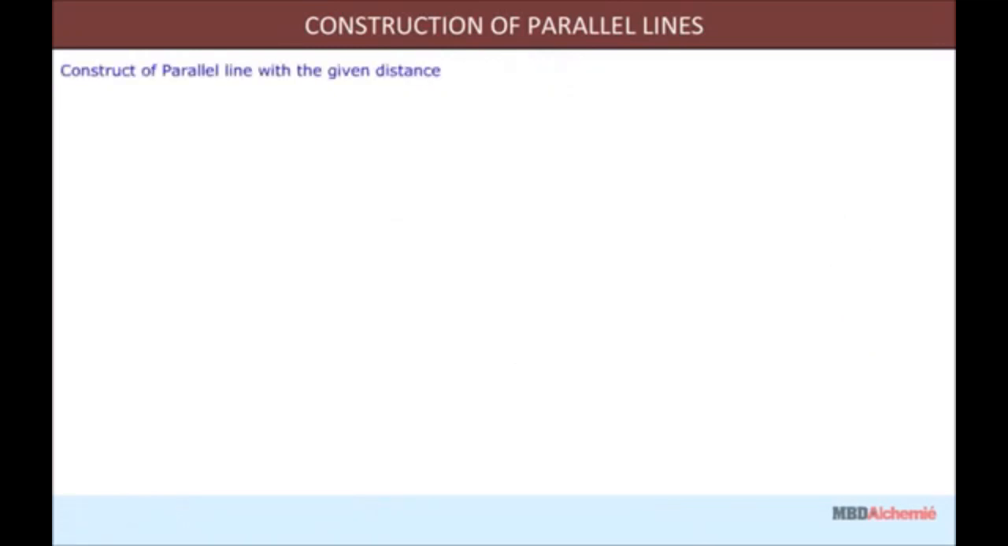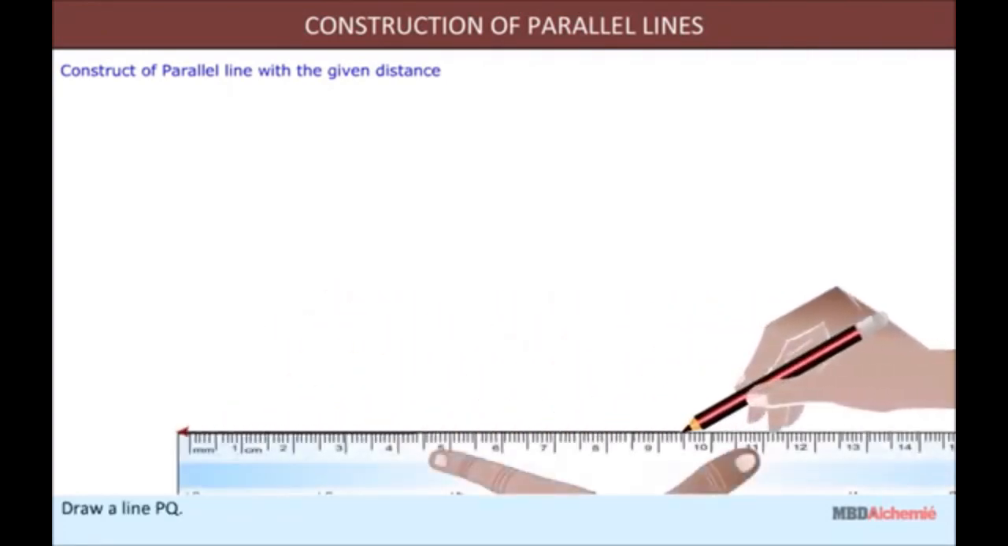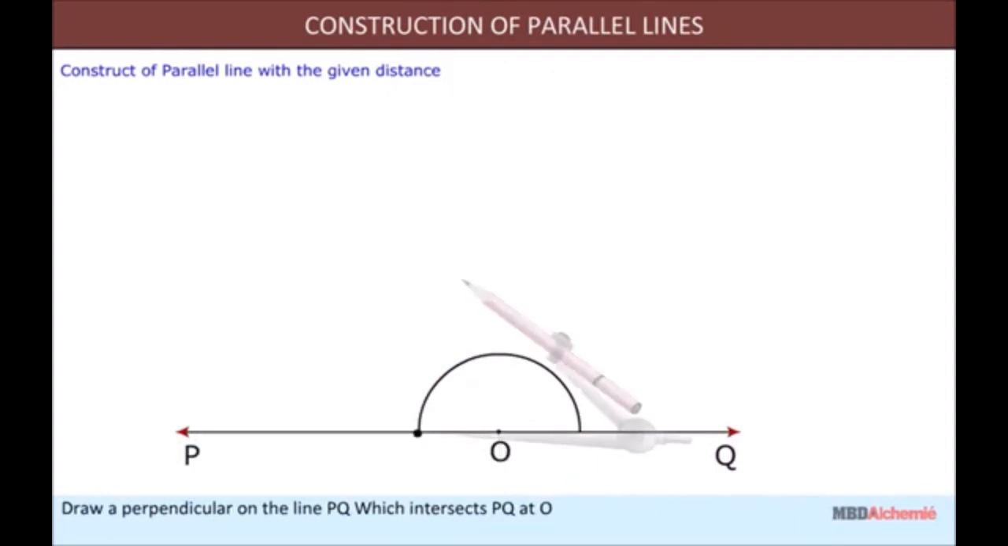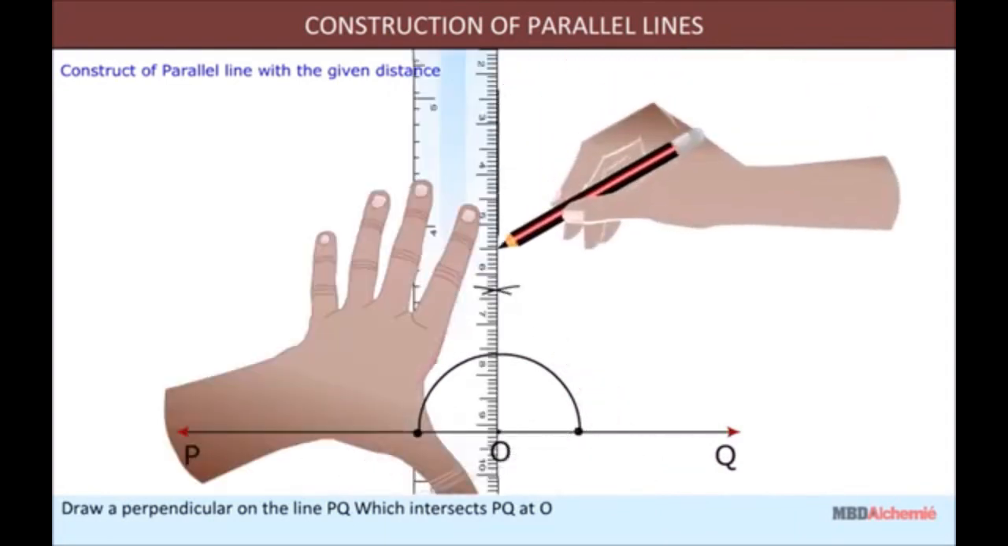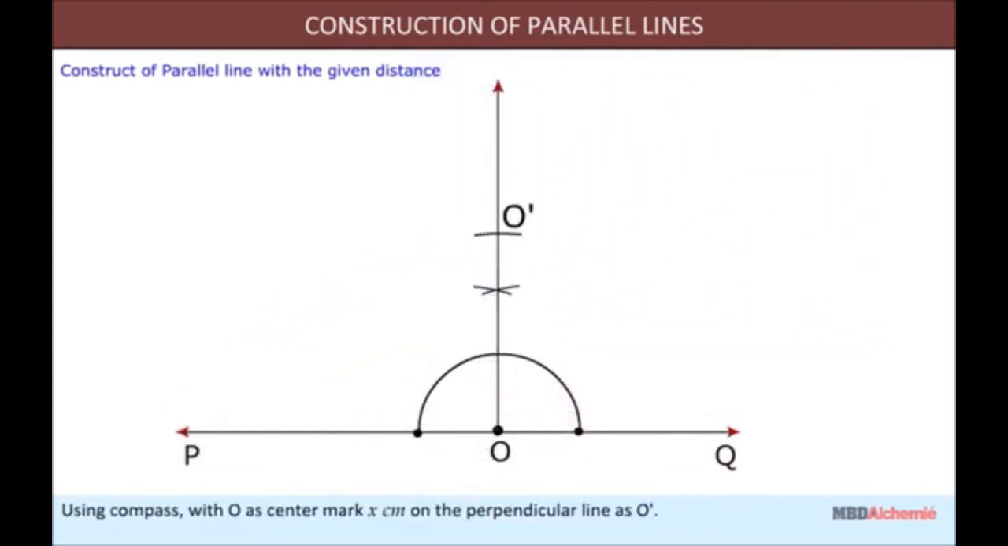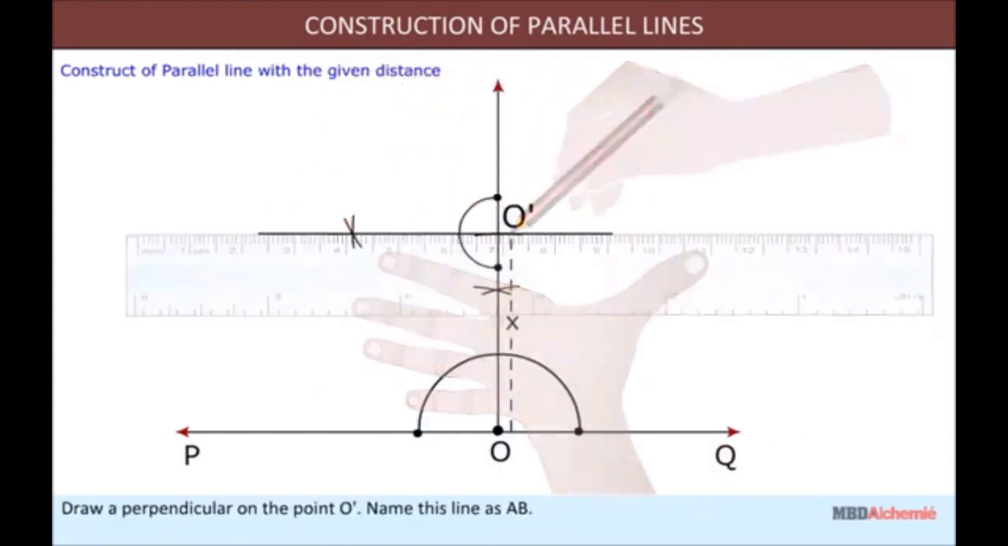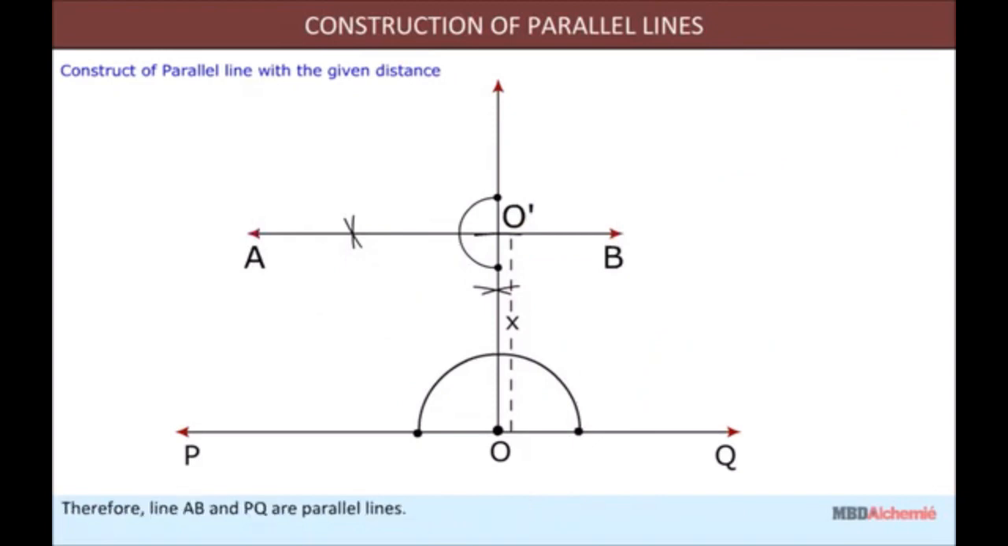Here we will learn to construct a parallel line at a given distance. Draw a line PQ. Draw a perpendicular on the line PQ which intersects PQ at O. Using compass with O as center, mark x centimeter on the perpendicular line as O'. Draw a perpendicular at the point O'. Name this line as AB. Therefore, lines AB and PQ are parallel lines.